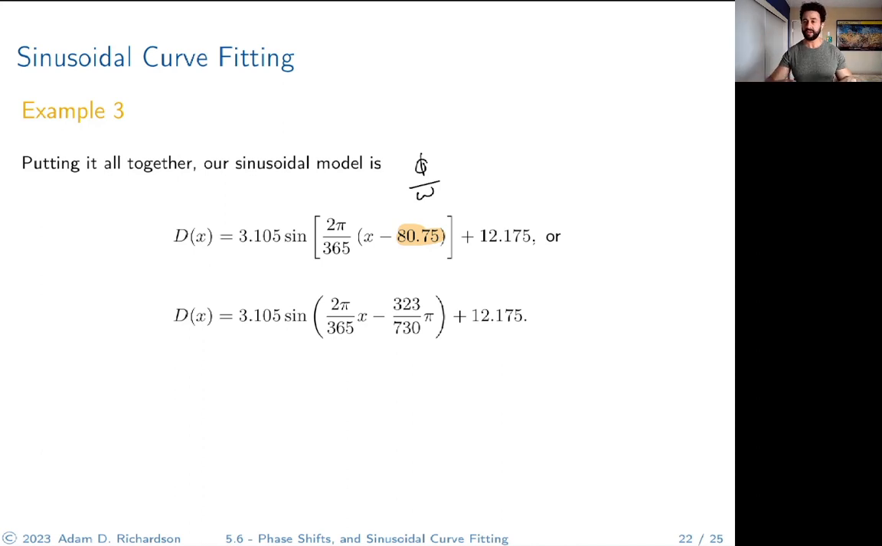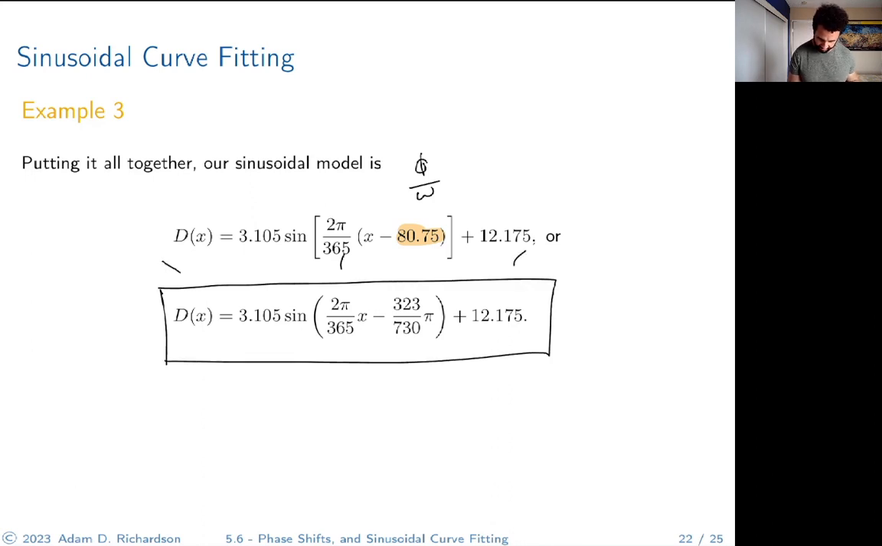But now we can put everything together. We already had A, B, omega. Now we've got the phase shift phi over omega. And then if you multiply everything out, that is our model, just like so.